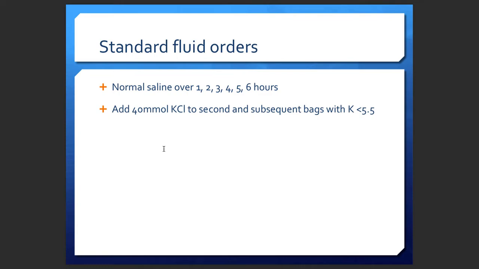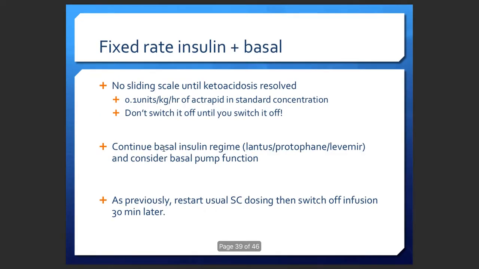Similarly, when you're thinking about the standard fluid orders, as I had already said, you have to keep giving normal saline over 1, 2, 3, 4, 5, 6 hours, and add 40 millimole KCl to the second and subsequent bag if the potassium is going to be less than 5.5. So as I had already said, we are trying to keep the potassium level slightly on the higher side. So what about this fixed rate insulin?